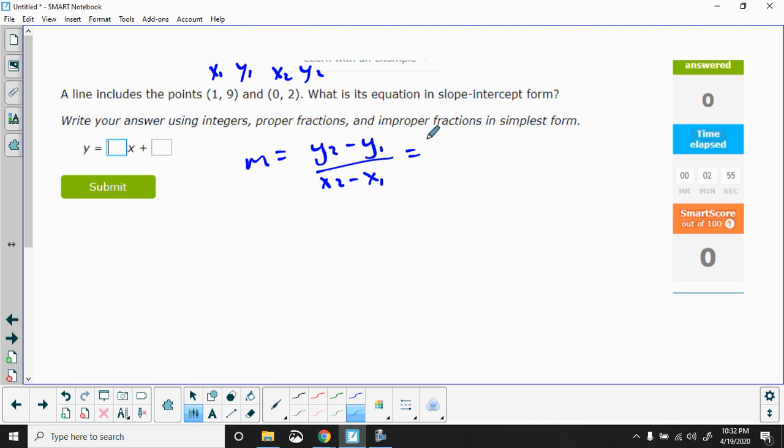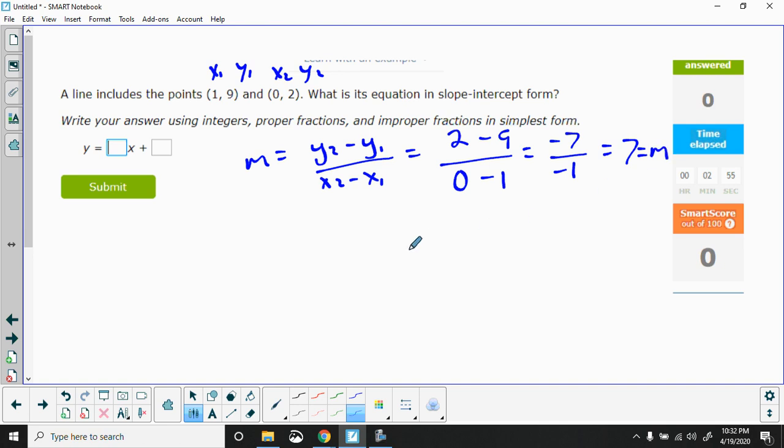So, y2 is going to be 2 minus, because the minus came from the formula here, y1, which is 9, all over x2, 0 minus 1. 2 minus 9 is negative 7. 0 minus 1 is negative 1. Two negatives make a positive 7. Boom, that's our slope.